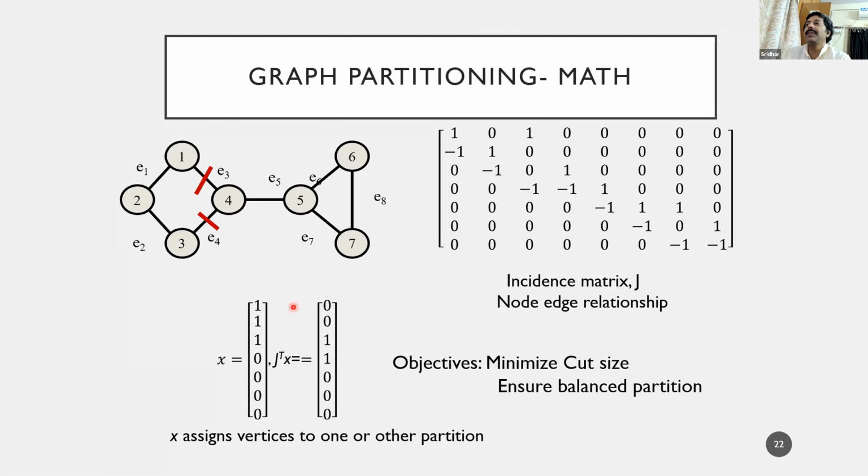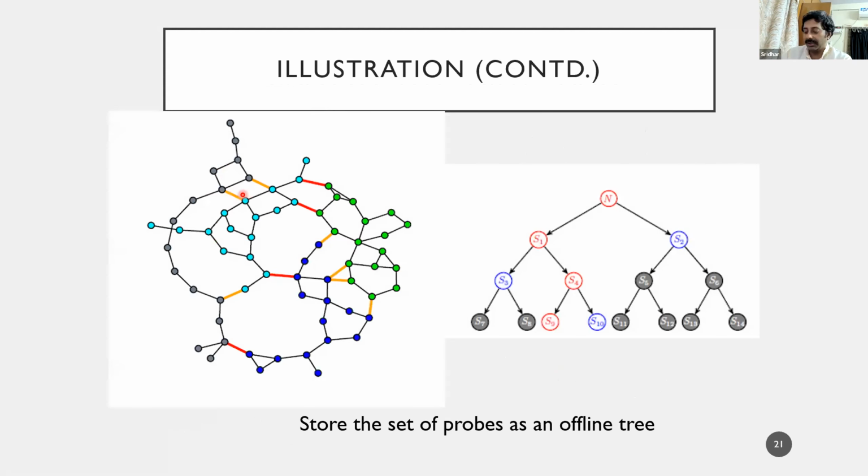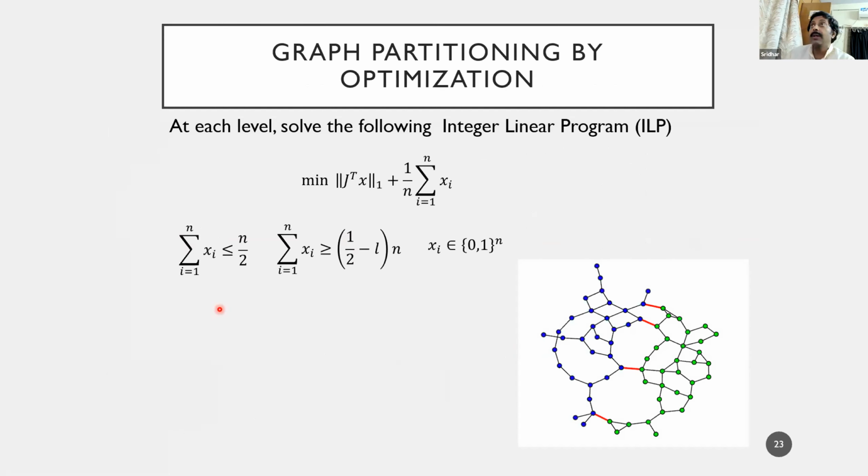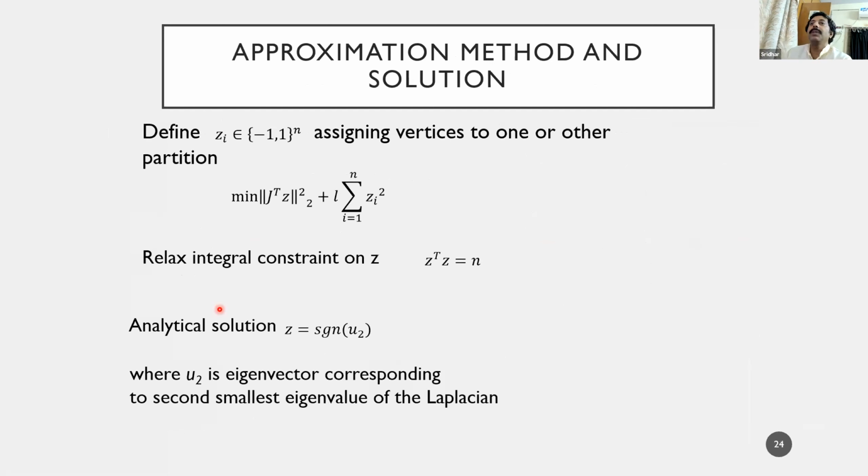So the objective is to minimize the cut size, that is, the number of edges that you're using over here to cut the partition, and to ensure that both partitions are of the same size. So this is a combinatorial problem which can be solved exactly for reasonably moderate size networks. We have also come up with an approximate solution.